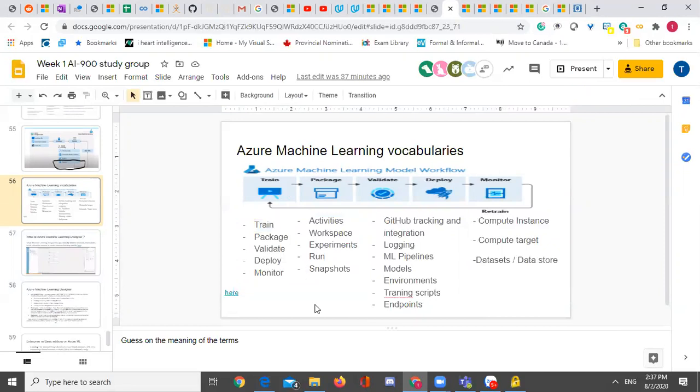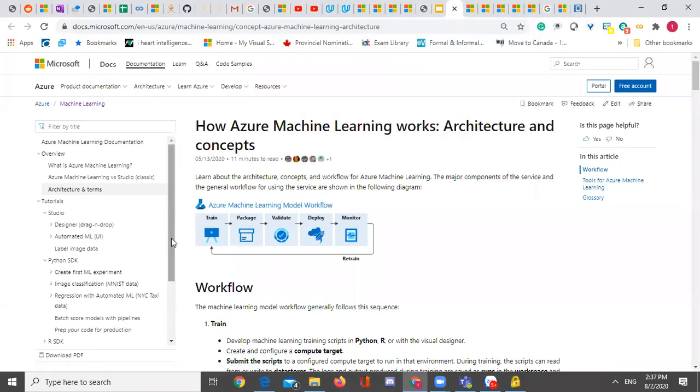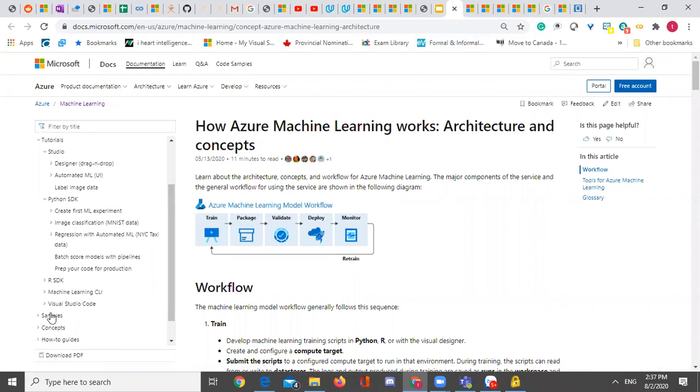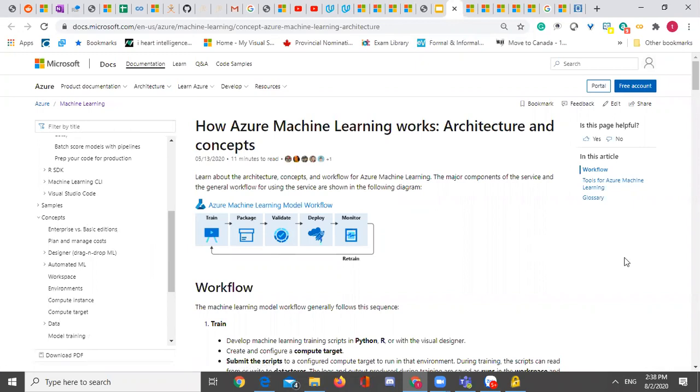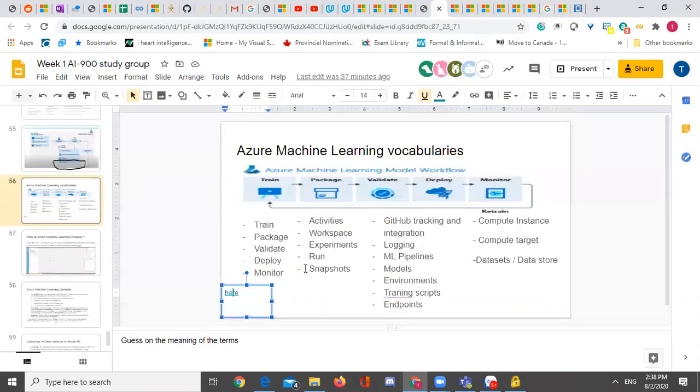So for Azure Machine Learning, I listed down some vocabularies and concepts that you need to know, because what I have noticed from Microsoft is that this exam is concept based. Well, not only but mainly concept based. So if you go through the concepts here, you will do all right in the test. So please pay attention to the concepts. I have listed some vocabulary here.